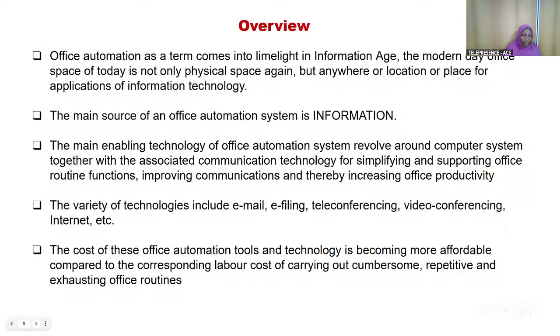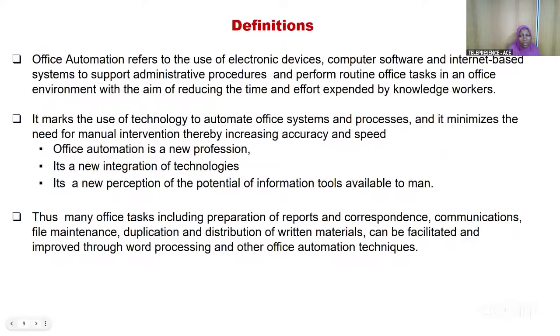And of course, you have a variety of technologies like I mentioned earlier. It's also of note that the cost of this technology is becoming bearable, so many companies are tuning into electronic or office automation. So what is office automation?